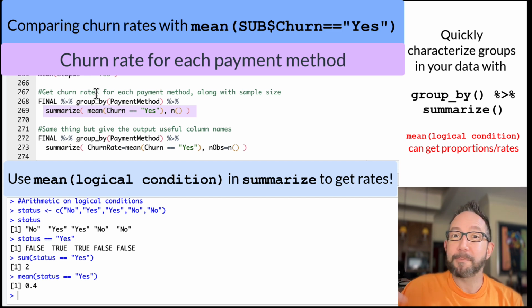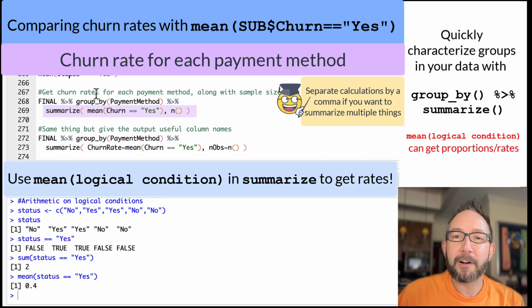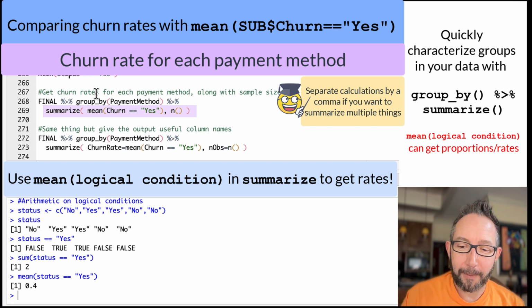And we can summarize as many things as we really want. Each function just has to be separated by a comma. So if we were to take mean of churn double equals yes, that'll get the proportion of values in the churn column that equal yes. In other words, the churn rates for each one of those payment methods. And then comma n with an empty set of parentheses, that's just going to get the sample size as well.